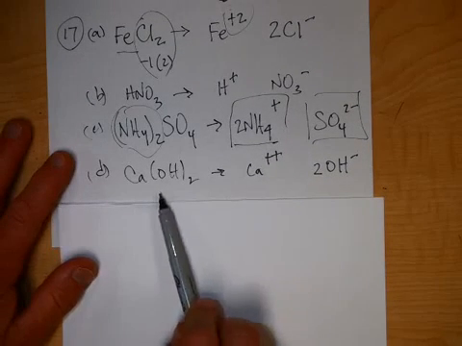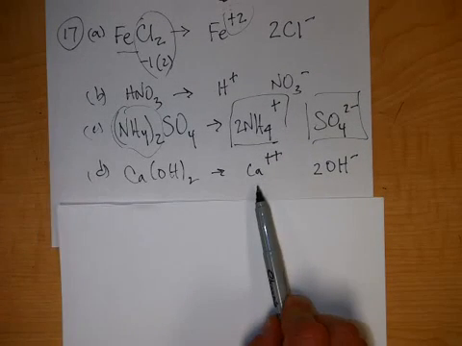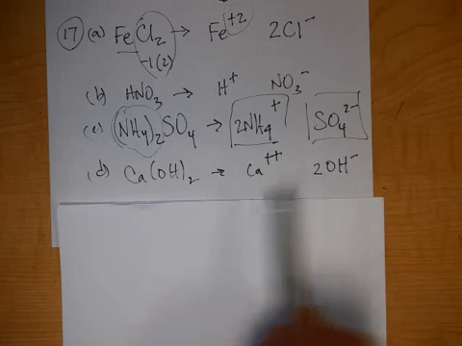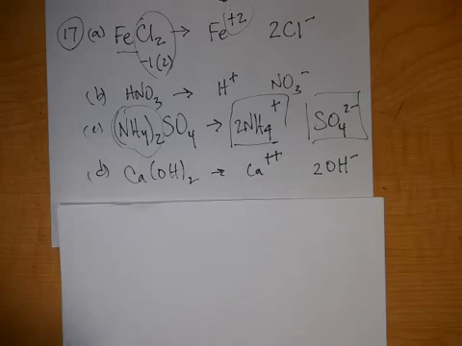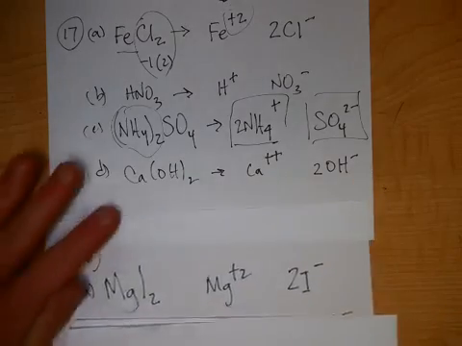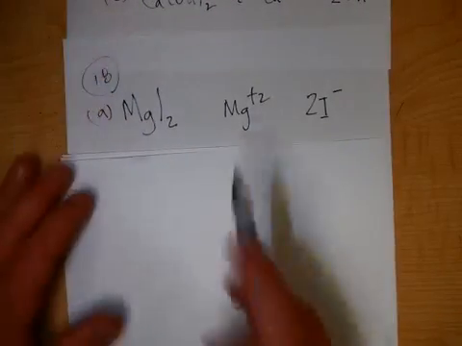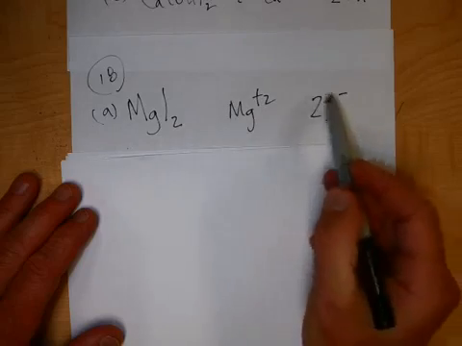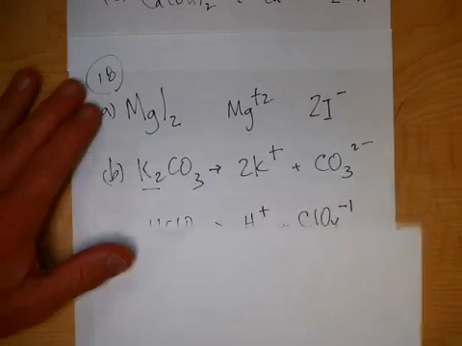Calcium hydroxide, a strong base, will dissociate to give you Ca plus 2 and 2 OH minuses. Notice there are 2 of the OH minuses. Number 18, more of the same. Magnesium iodide will form a magnesium 2+ ion and 2 I- ions.